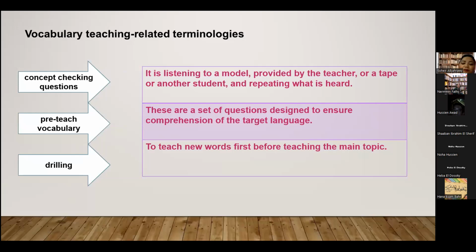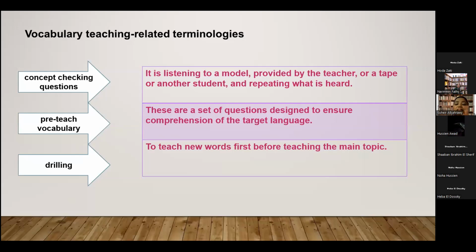And we have three definitions also. The first one: listening to a model provided by the teacher, a tape, or another student, and repeating what is heard. What do you think is the first definition? Drilling. Yes, perfect. Good job. Drilling, to listen to a model and repeat. Listen and repeat. This is drilling.